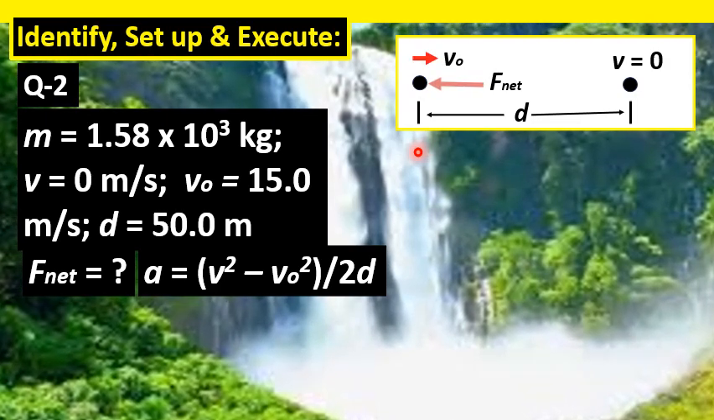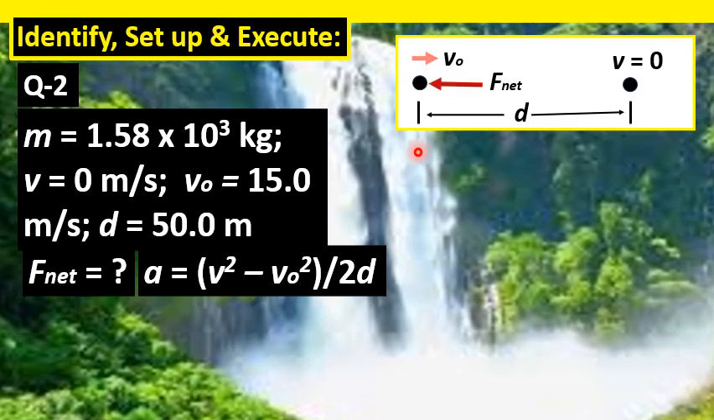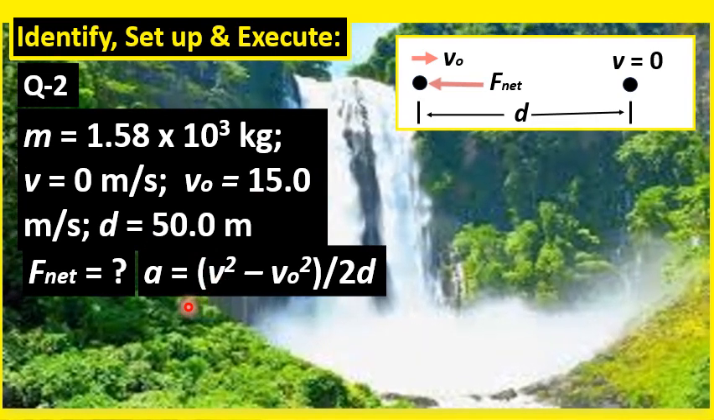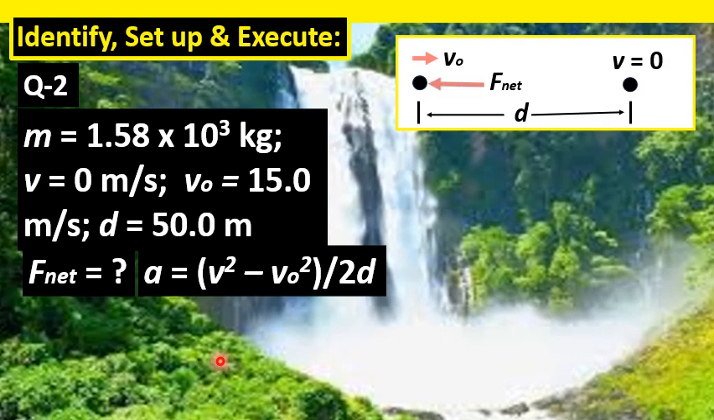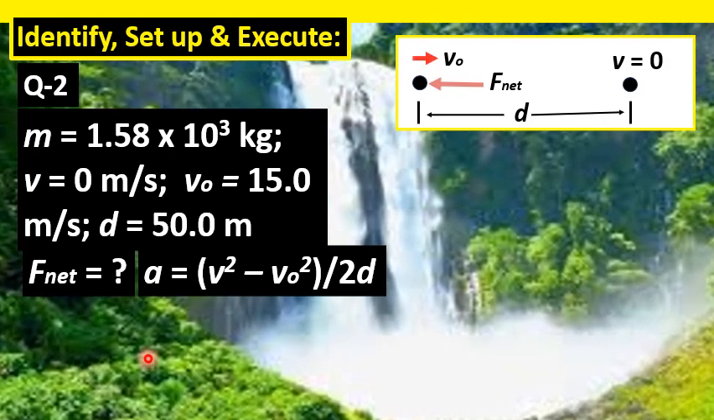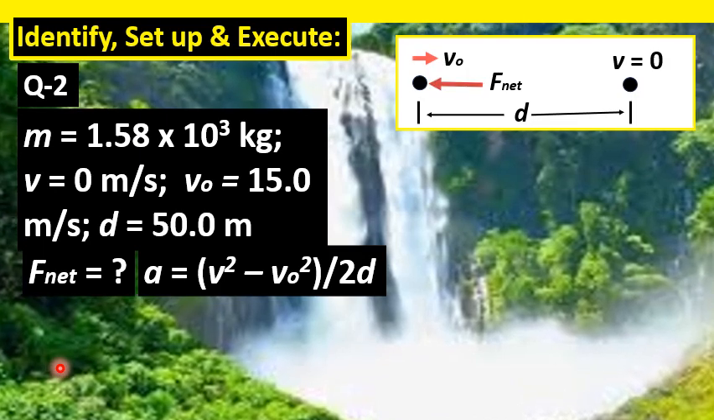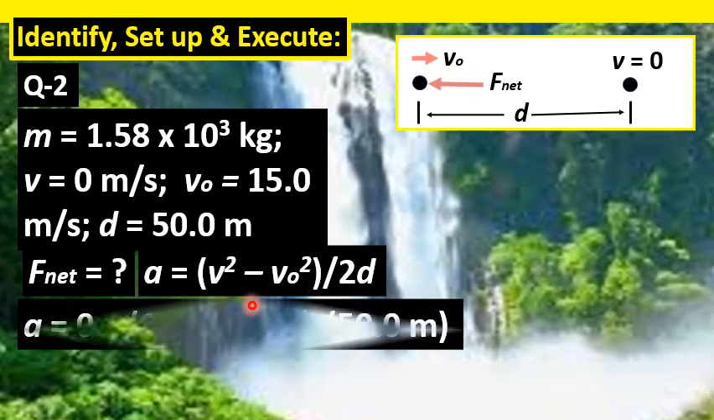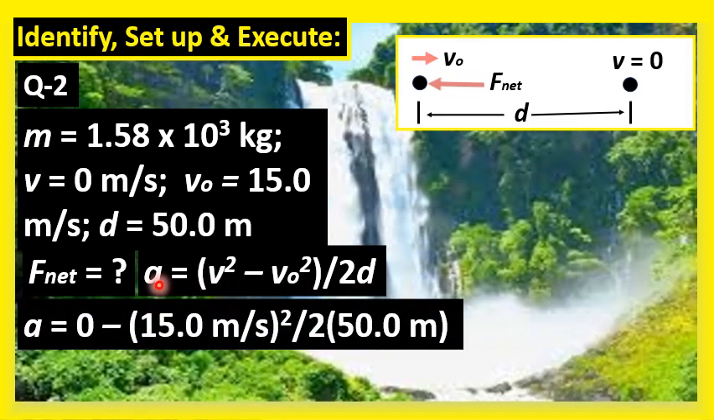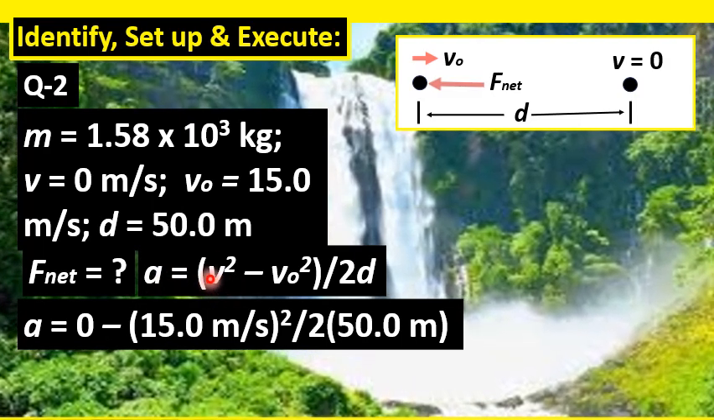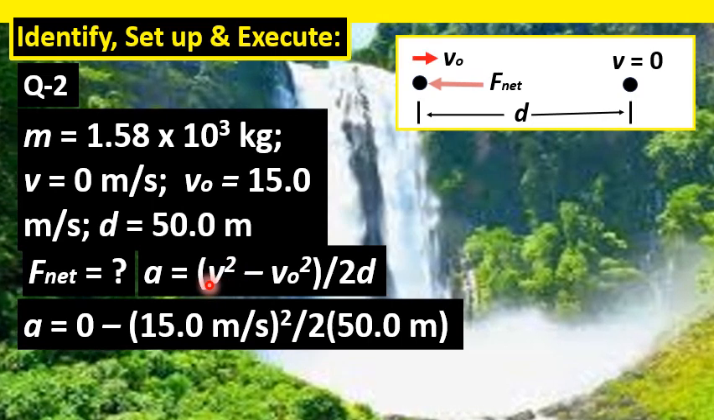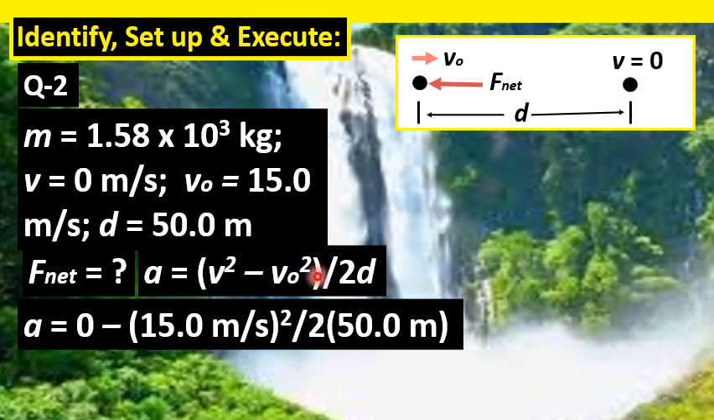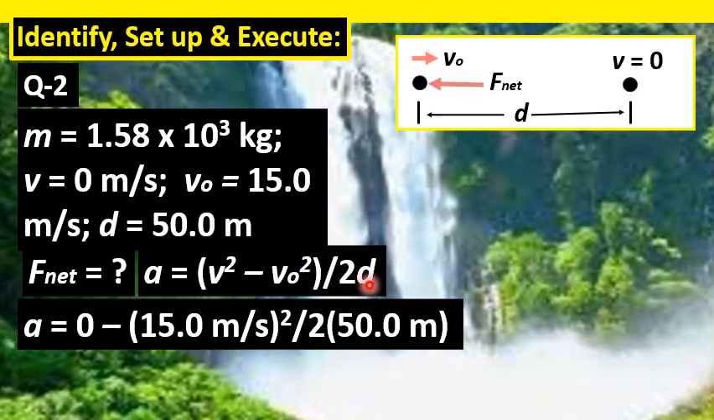Right? So again, we make use of Newton's second law of motion in order to find the net force. But before that, we need to compute first the acceleration. So this time, the acceleration is determined using a kinematics formula. That is, acceleration equals quantity v squared, this is the final speed, minus v naught squared, that's the initial speed, all over twice the distance. Right?